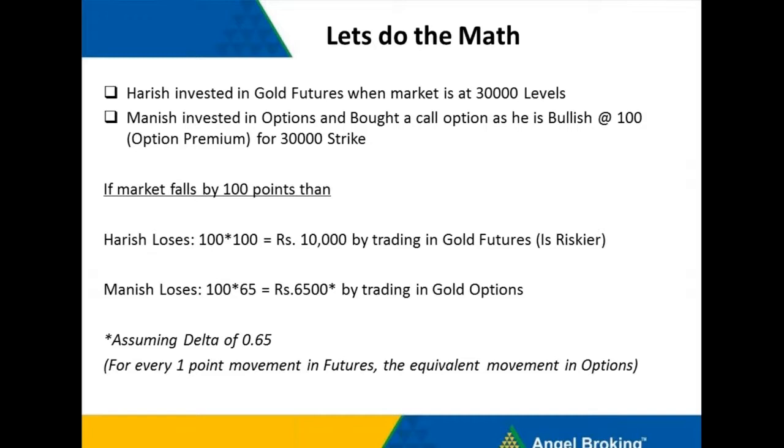Another way you look at it is that if from 30,000 it falls to 29,700, in this case Harish would be losing 30,000. But Manish's maximum loss is restricted to 10,000 only, if the value of the option becomes 0. So that is the advantage and the beauty of options.